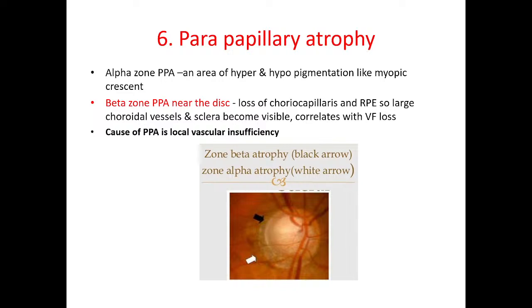This is also a sign of damage to the retina due to high pressure. So parapapillary atrophy beta zone is again a sign of glaucoma, and it also increases with the advance of glaucoma. This area will increase, this parapapillary atrophy. The beta zone is again because of vascular insufficiency. There is a loss of choriocapillaris and RPE, so the sclera is seen with the large vessels around the optic disc, known as beta zone, which is again typical for glaucoma.